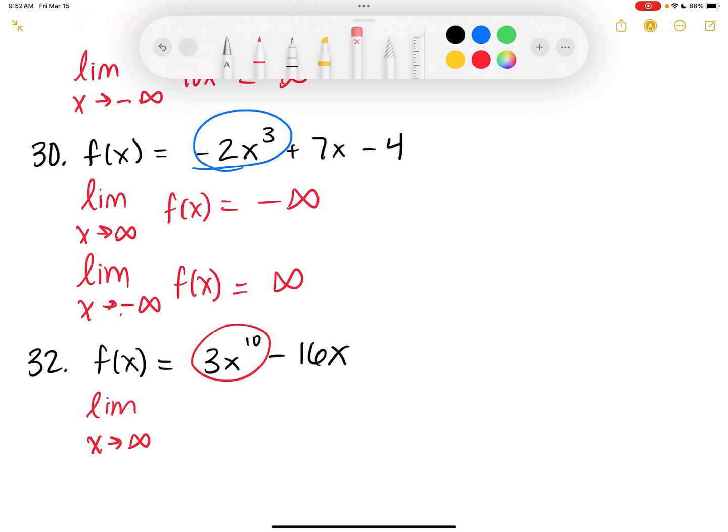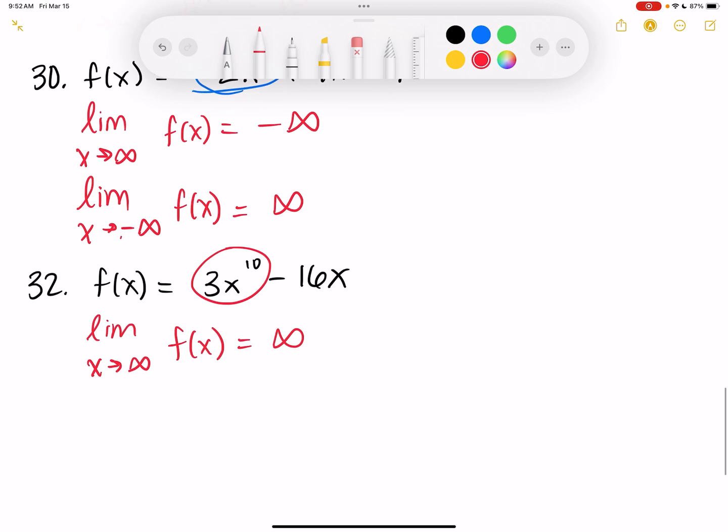So of f of x, so if I plug in a really big number here, what happens? And the sign is positive. Now, is this even or odd? So these both should be what? So they both should be the same, but we always check just to make sure, because you never know if you use something wrong. So if I plug in negative 500, raise it to the 10th, multiply it by 3, what do I get? Positive infinity.